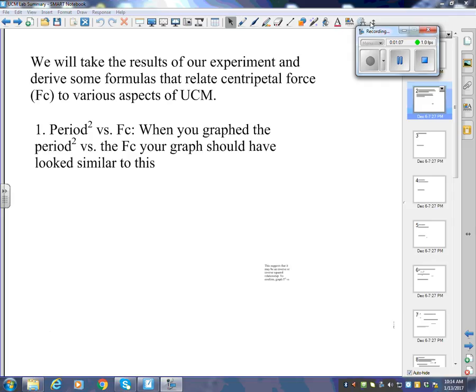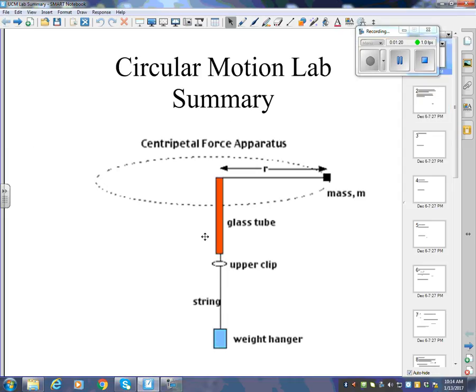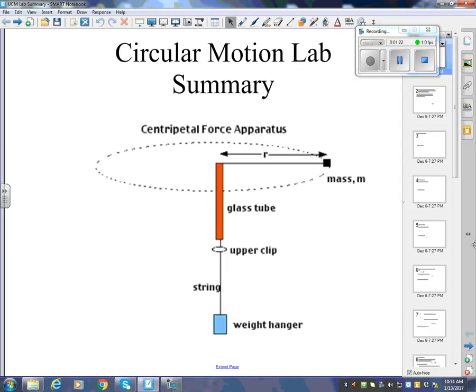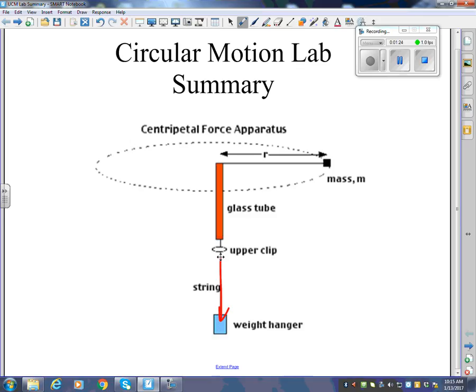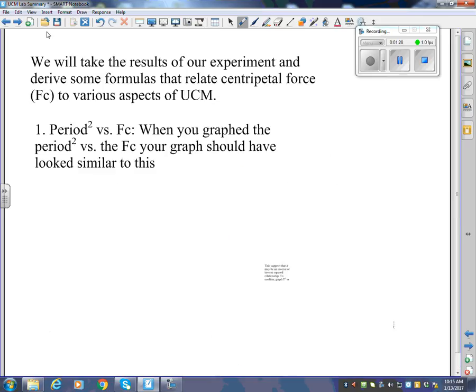Okay, so the first part of the experiment was period versus centripetal force. In other words, this is the one where we change the number of washers. And the more washers we put on the bottom, when we added more washers here, if you got more weight here, you're increasing that centripetal force. Okay, so period squared versus Fc.